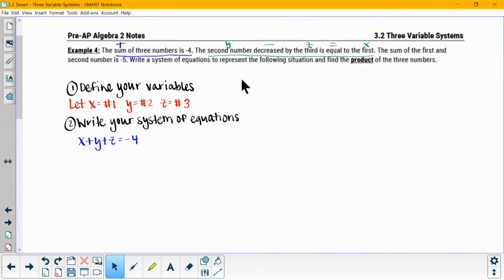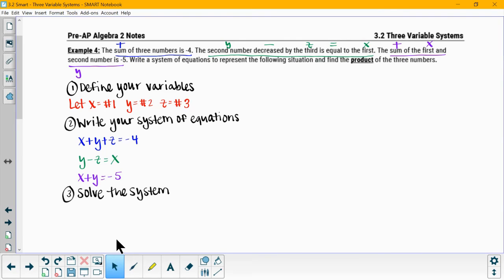Then I have the second number decreased by the third is equal to the first. So that is the same statement as y minus z equals x. And my last statement is the sum of the first and the second number is negative 5. So x plus y equals negative 5. Now I'm going to go ahead and solve the system.